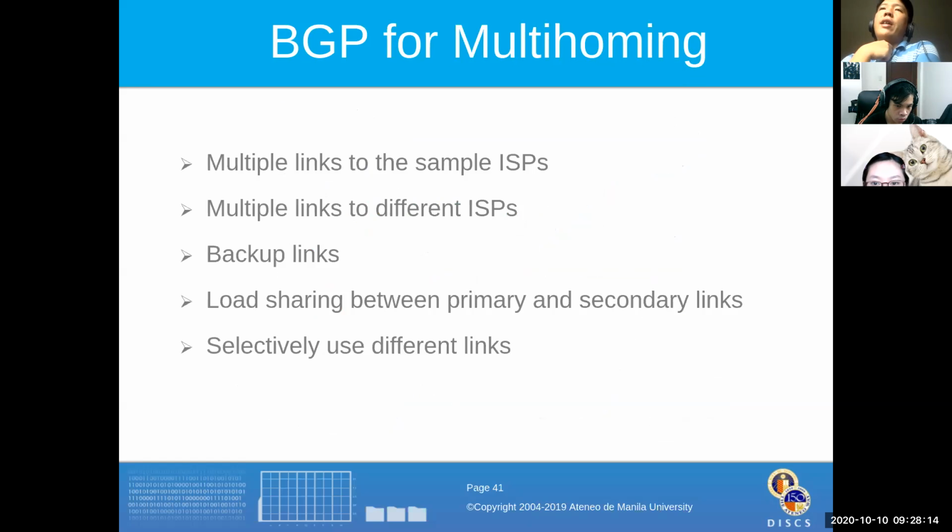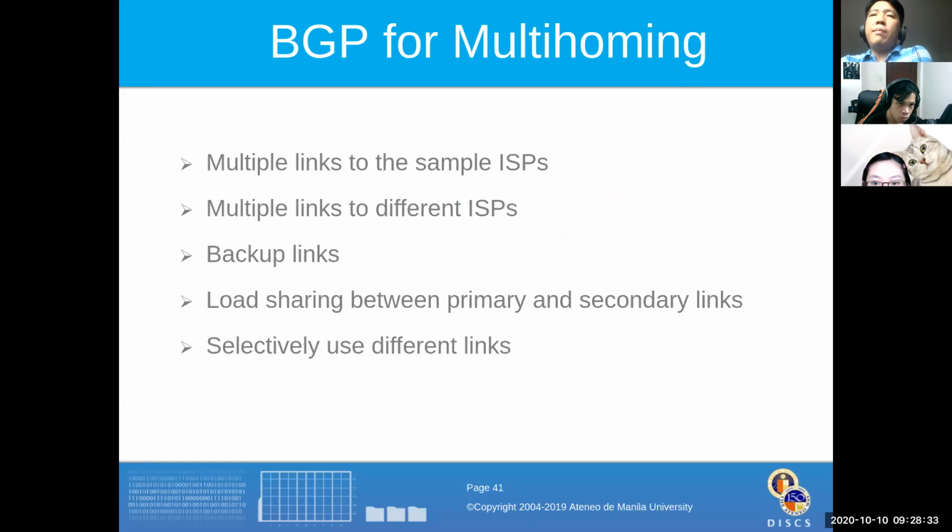Other definitions of multi-homing: you have multiple links to the same ISP, right? You have multiple big amounts of bandwidth connected to the same ISP. Multiple links to different ISPs, the most common use case. You have multiple links to the same ISP as backup links.